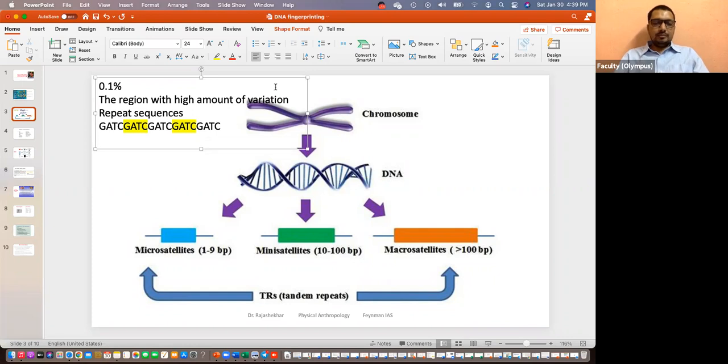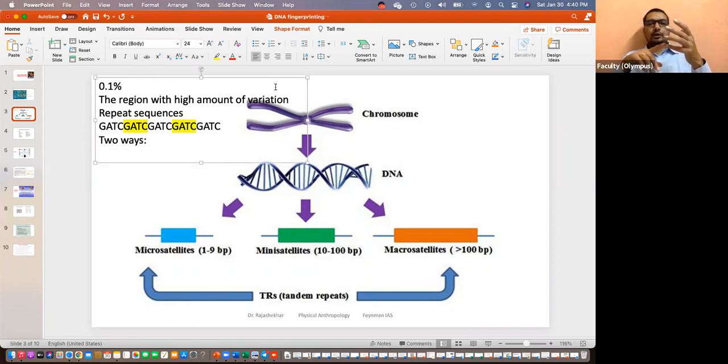So how do these tandem repeats vary then? We're talking about the presence of a sequence called a microsatellite here. GATC, GATC, GATC is present, like many GATCs. So repeats of these sequences are tandem repeats. Repeats found in tandem are next to each other. So how do they vary? There may be two different ways in which they may differ between people.